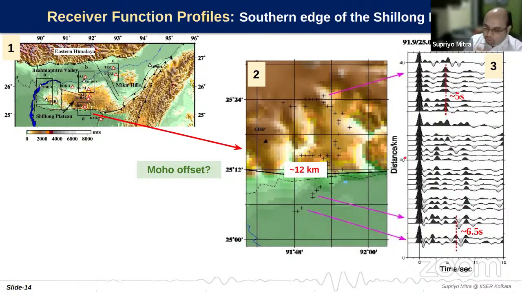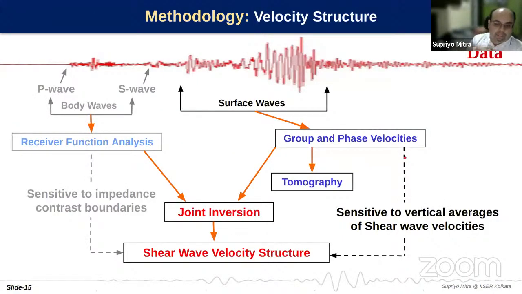Now, let me show you more about the inversion that we do. As I said, receiver functions are good to model the depth of the discontinuities, provided that you have some control on the velocity. So here, what I'm going to do is introduce surface waves into the system.